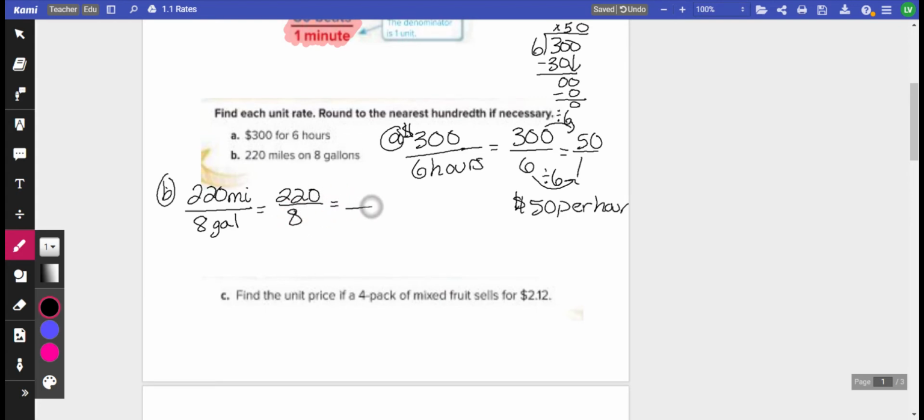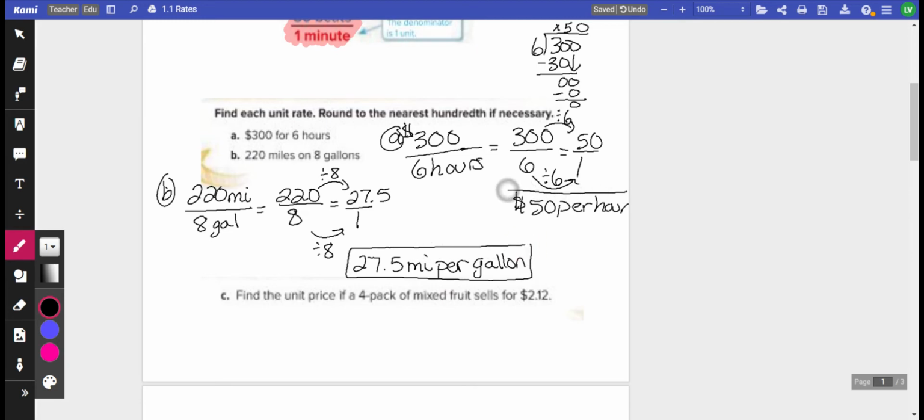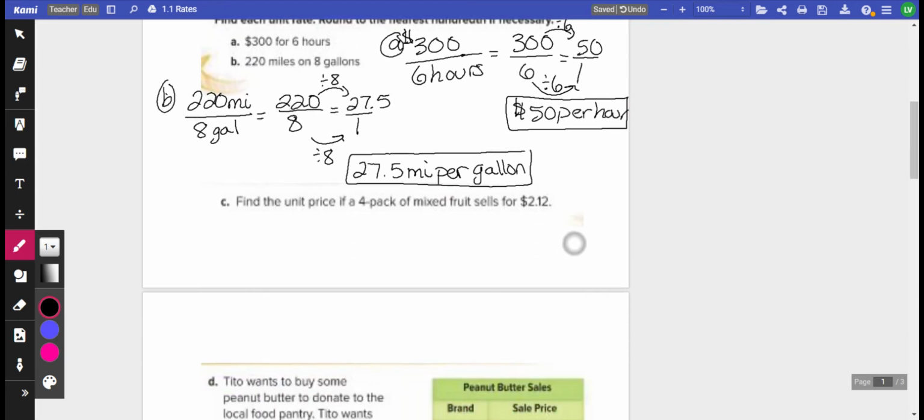I want to have a denominator of 1 to find it as a unit rate. As a reminder, a unit rate has a denominator of 1. So when I take 220 divided by 8, that gives me 27 and 5 tenths. So this means 27 and 5 tenths miles per gallon. That's my answer. I'm going to go back to letter A and box that as well. Continuing with letter C.